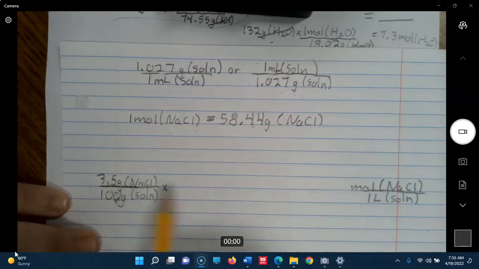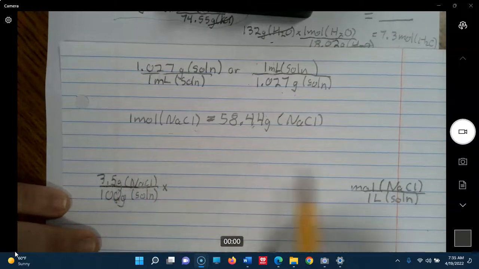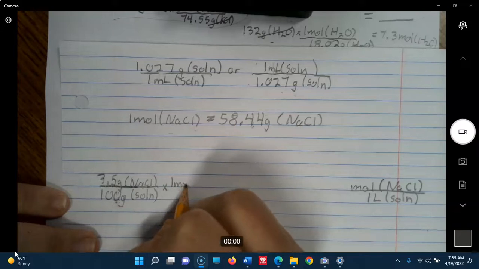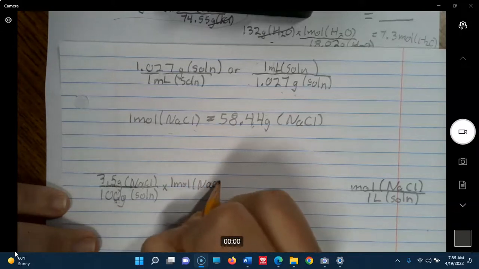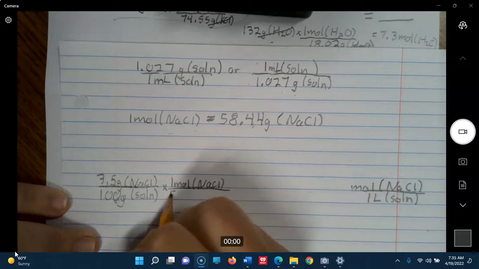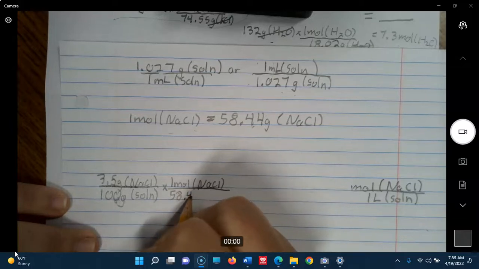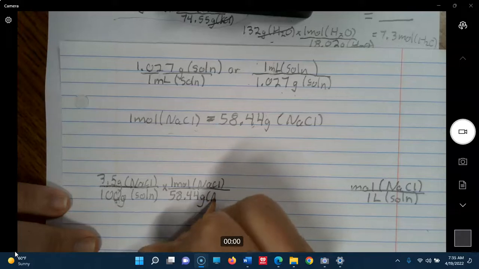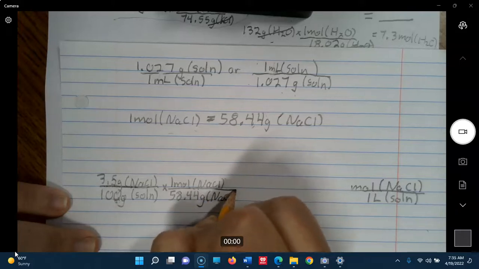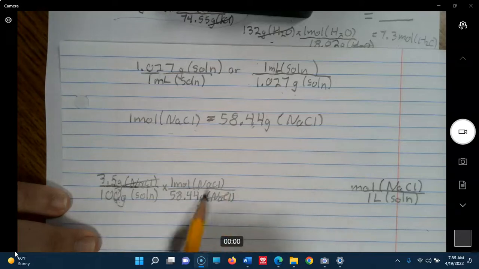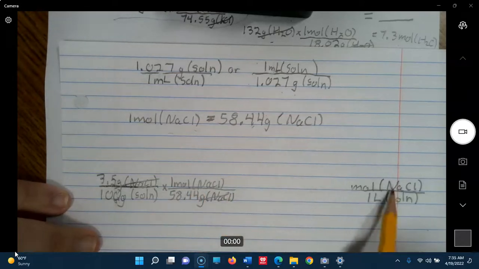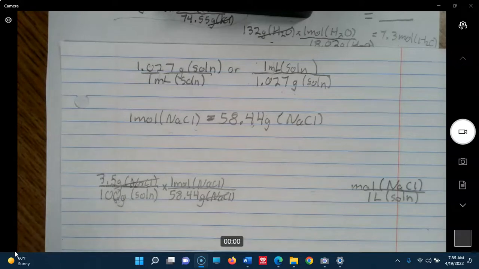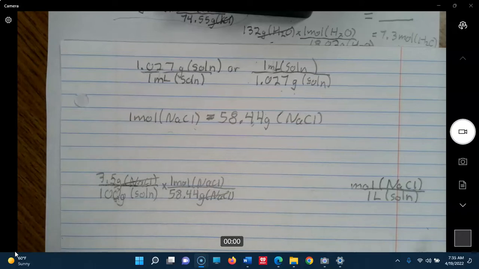Again, we're solving the top first. Forget about the bottom. We're solving the top. So we have grams that I needed to turn into moles. So I think we all know how to do that now. Grams of NaCl, grams of NaCl. Now I have moles of NaCl on the top. That's what I want in my final answer. So I'm done with the top. Don't have to do anything else with the top. Now I need to get from grams of solution to liters of solution.